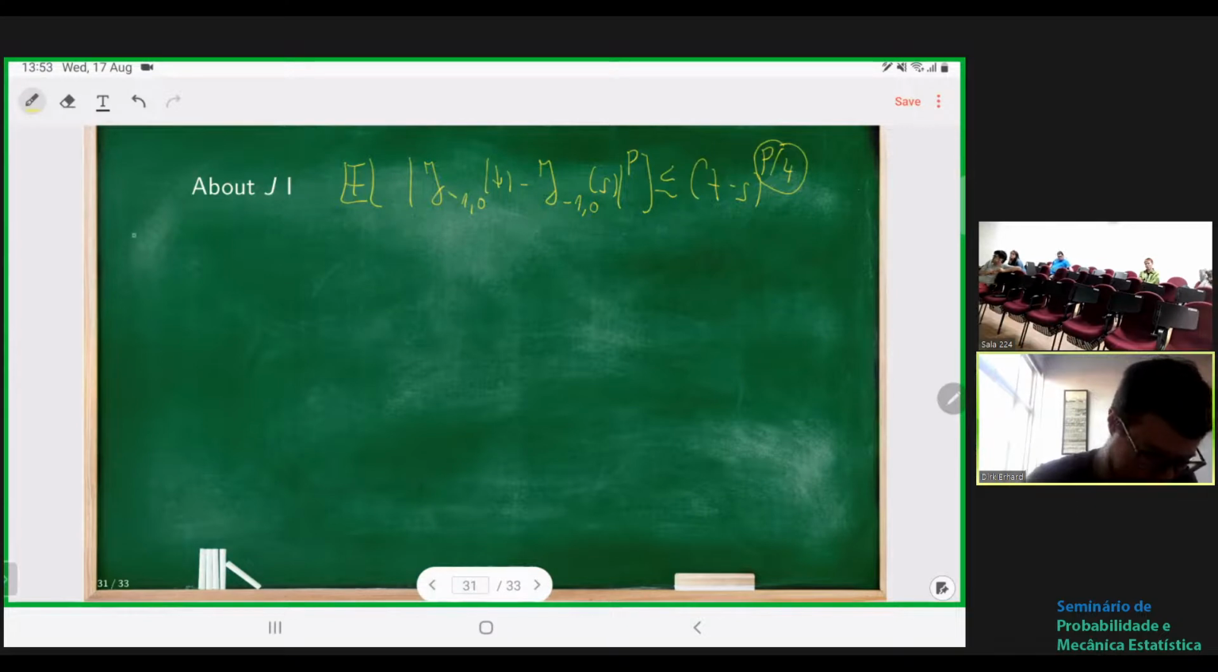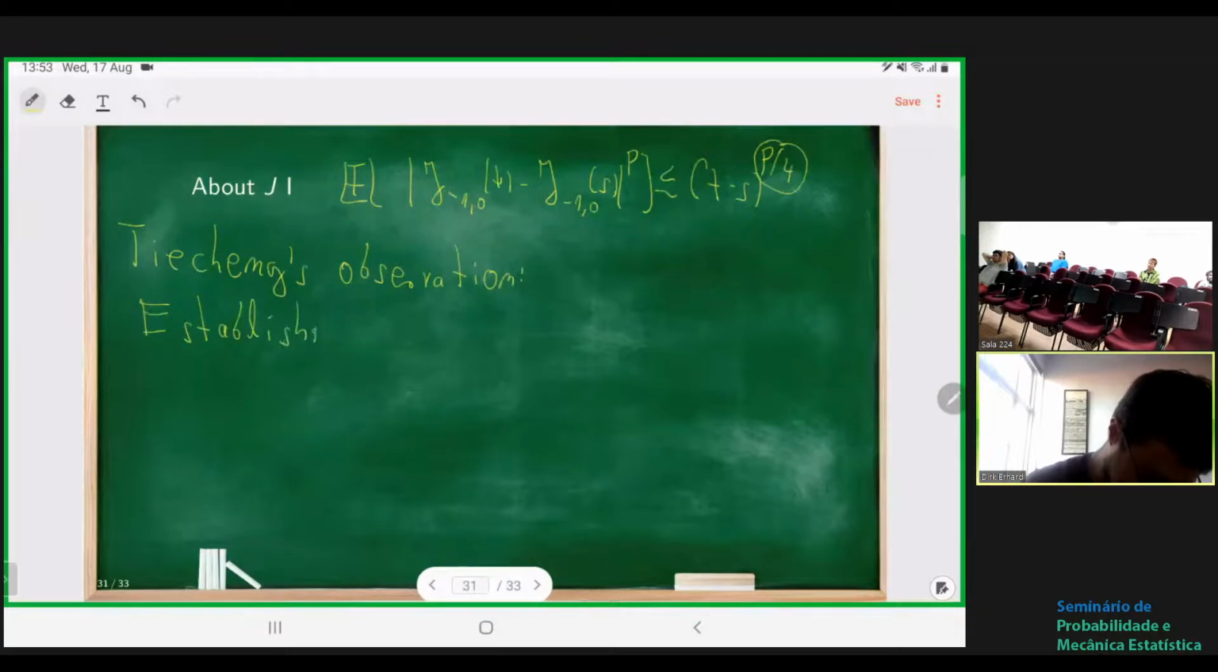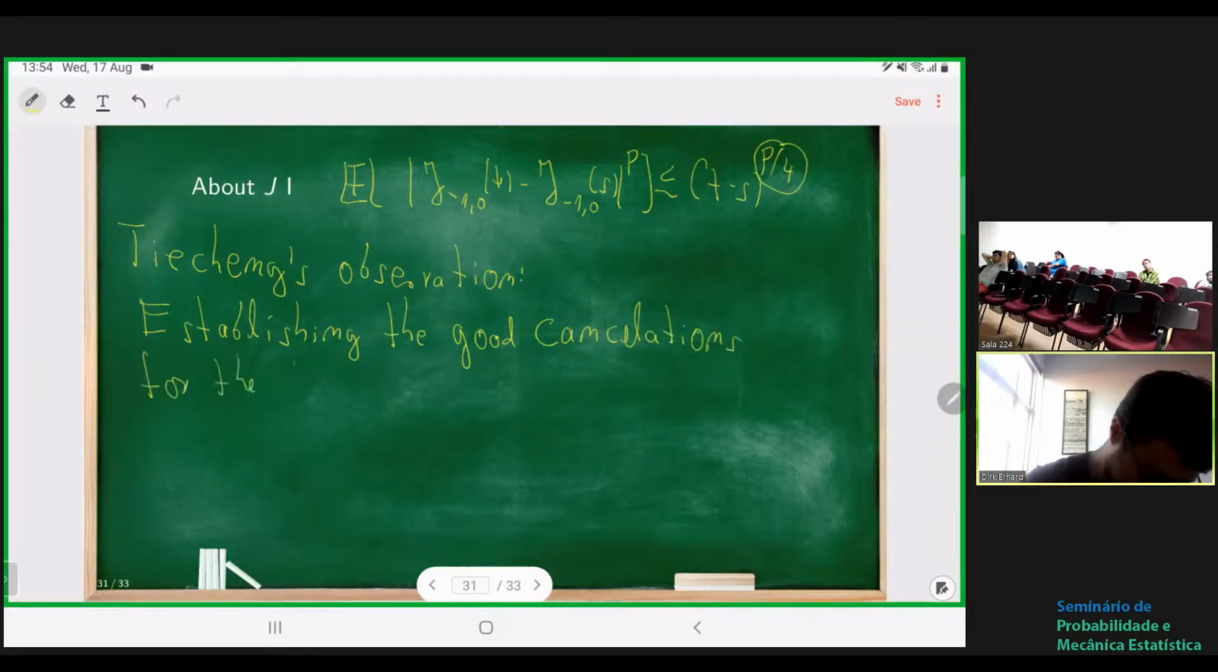But here was kind of the observation that Tiecheng made. And I must admit that I first thought he was completely crazy when he told me this. But it kind of turns out to be the right thing. So what was his observation was that, well, dealing with 6 moments is difficult. Establishing the good cancellations for the 6 moment is difficult.